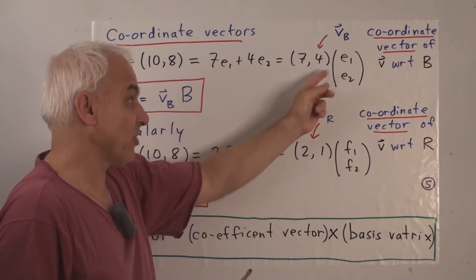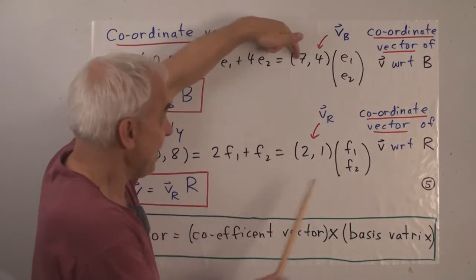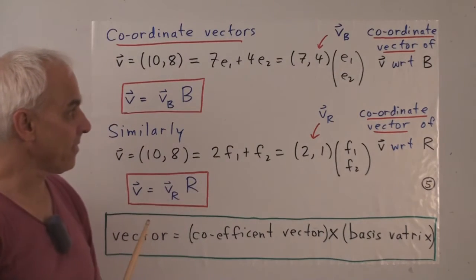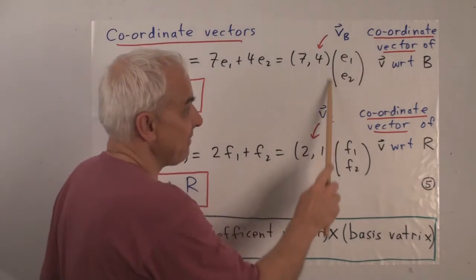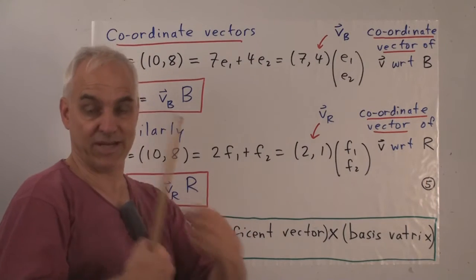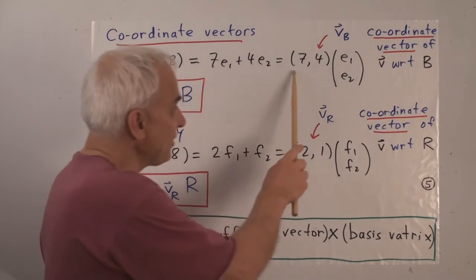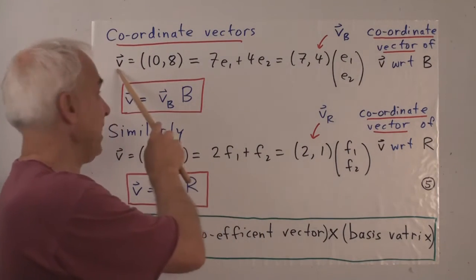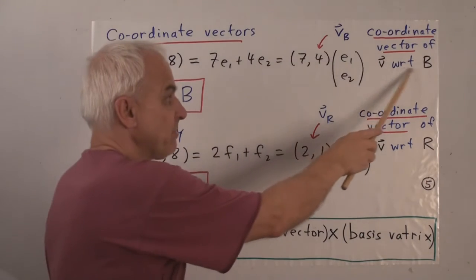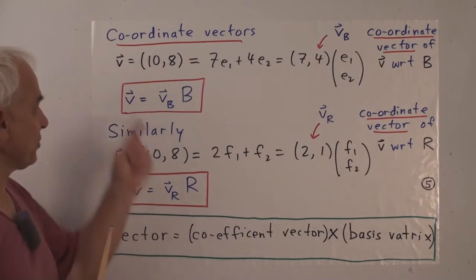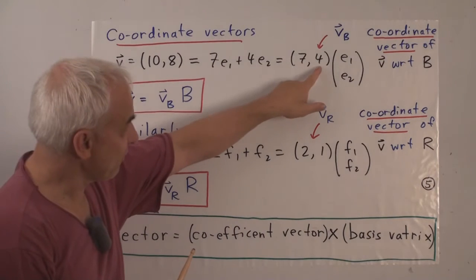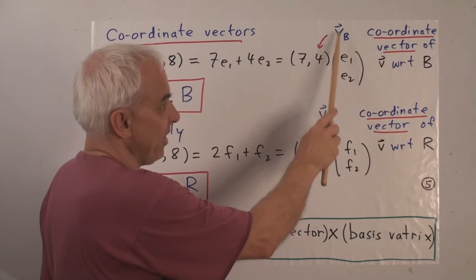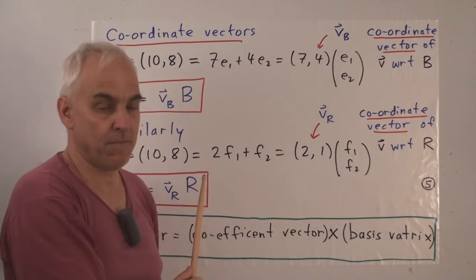Because this is just a row vector times a column vector, it's 7 times E1 plus 4 times E2. That's exactly the same. So this is the matrix that we called B, that represents Bob's system. And this vector here is what we're going to call the coordinate vector of the vector v that we're starting with, with respect to the basis B. So we're starting with the vector v, then this vector 7, 4 is the coordinate vector of v with respect to B, and we'll write it this way, v sub B.